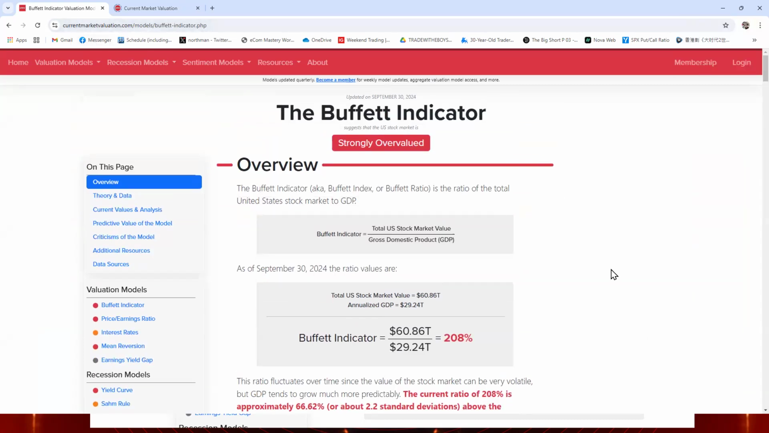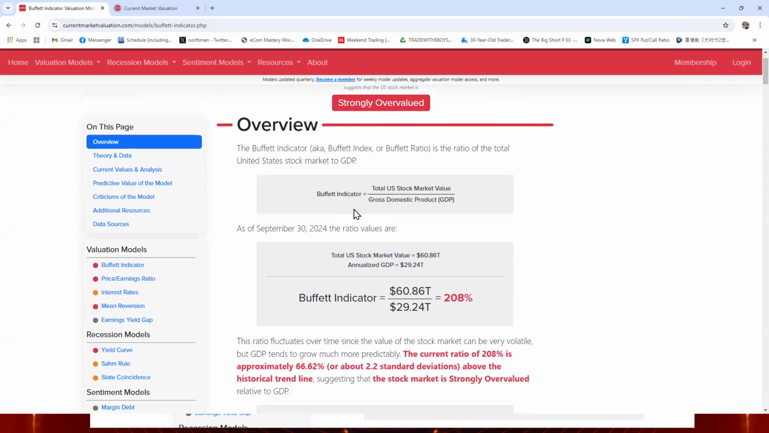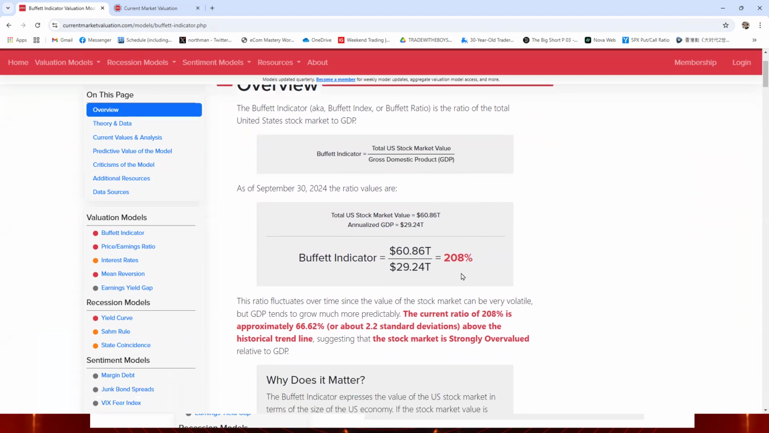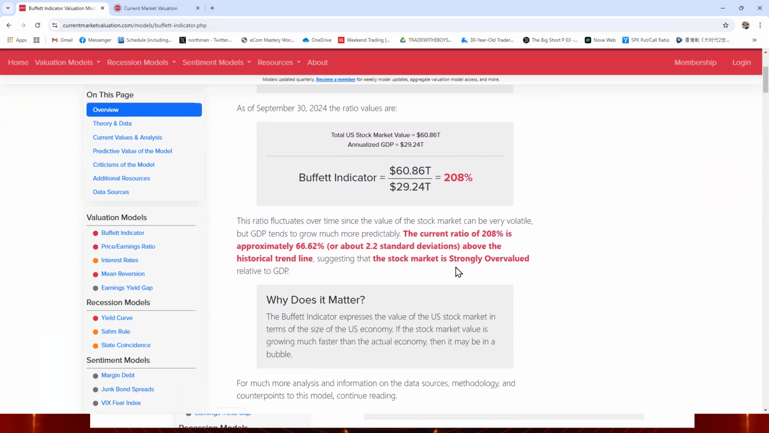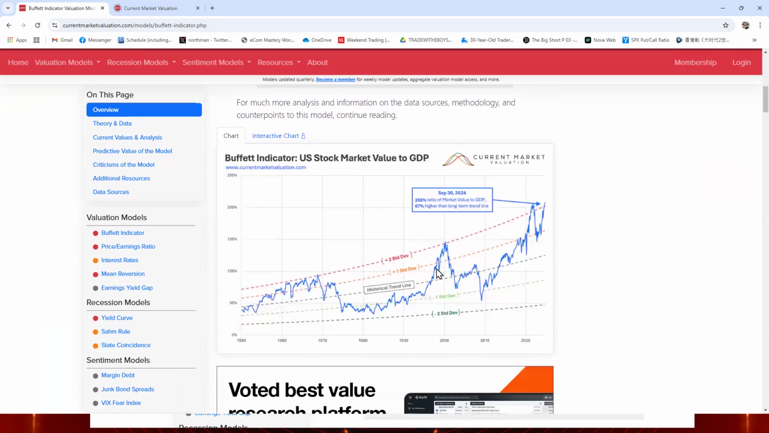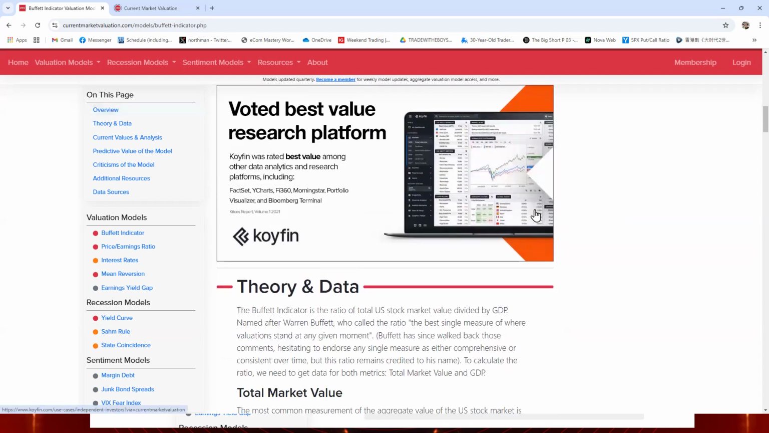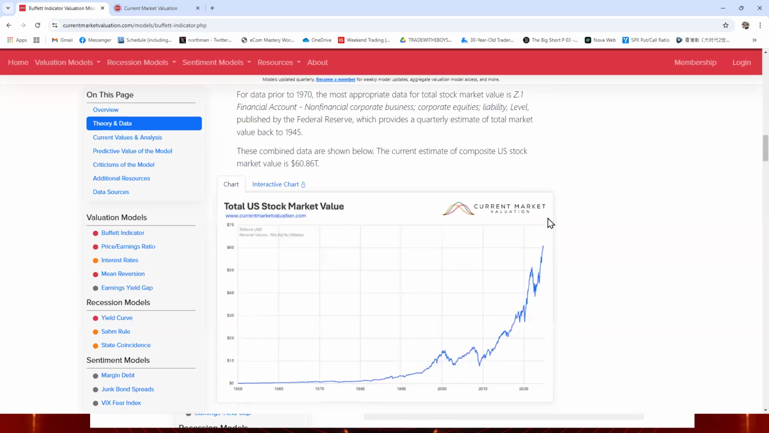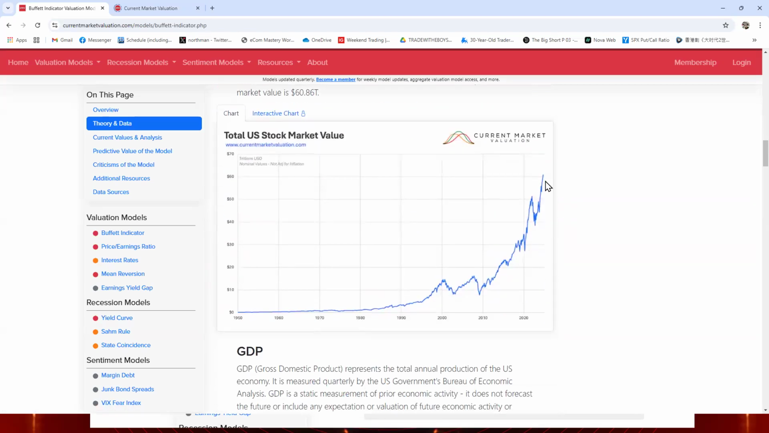Of course, you can see that this is the Buffett indicator, the total US stock market value divided by the GDP. At the moment, we're at 208%. Now, what is this number all about? Based on the Buffett indicator, the US stock market value to GDP, we are actually at the third standard deviation level. This is a very, very high level, and I think the market is going to take a break very soon. Based on that itself, the current market valuation is really, really high.